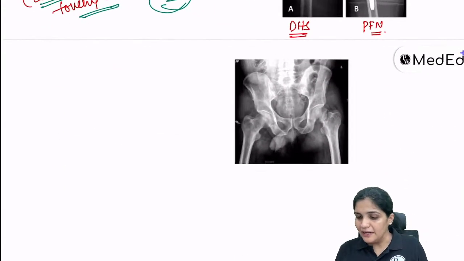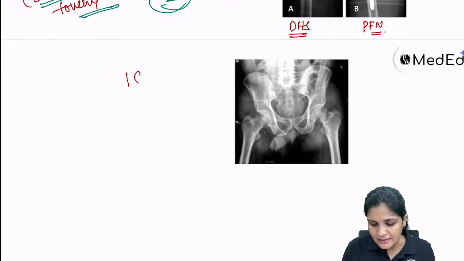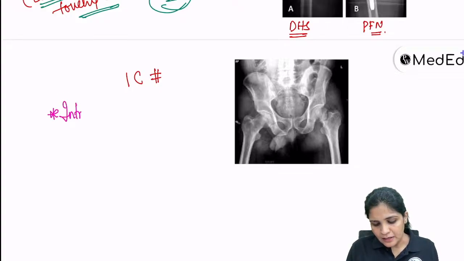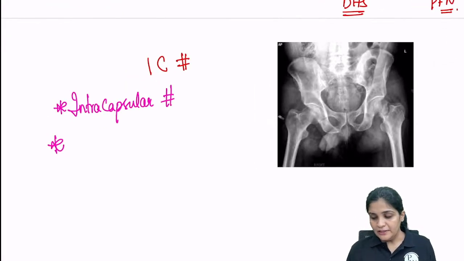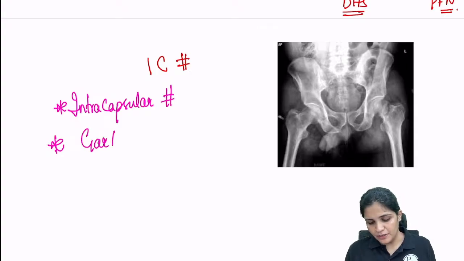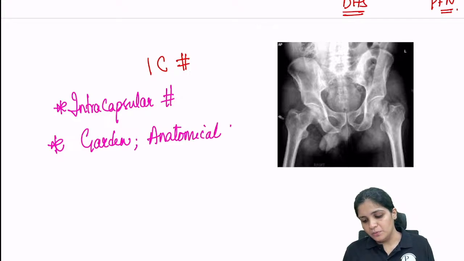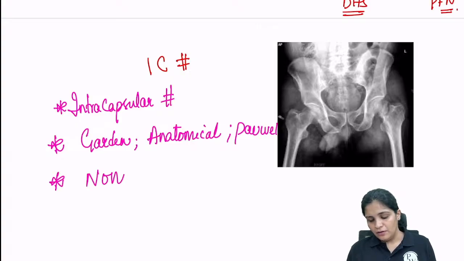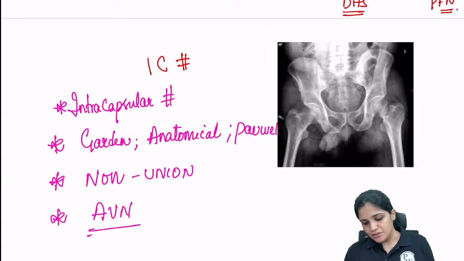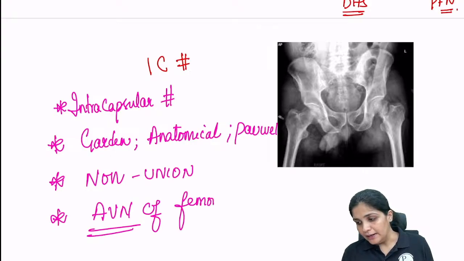Okay, now once we are done with IT fracture, there is the friend of IT, right? That is your IC fracture. So IC fracture is your intracapsular fracture, right? So what are the classifications? We have the very important Garden, anatomical, and your Powell's. And what is the most important complication? Non-union, and very, very important, avascular necrosis of the femoral head.